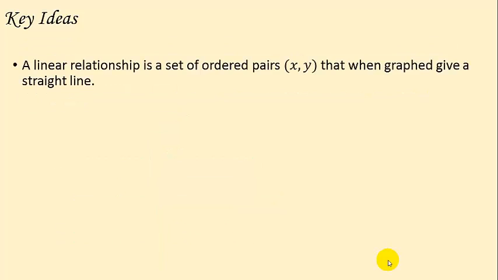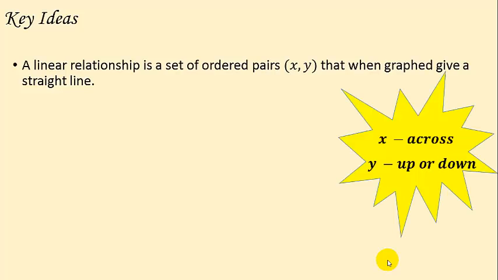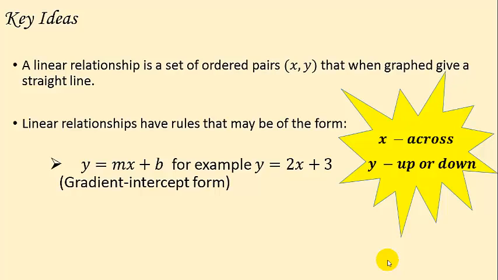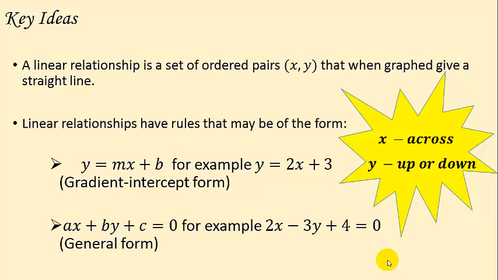A linear relationship is a set of ordered pairs, x and y, that when graphed give a straight line. Remembering when you're graphing ordered pairs, the x, the first value, goes across, the second value, the y, goes up or down. Linear relationships have rules that may be of the form y equals mx plus b, for example, y equals 2x plus 3. This is known as the gradient intercept form. And ax plus by plus c equals 0, for example, 2x minus 3y plus 4 equals 0, which is the general form. And we'll have a look at those in a while.